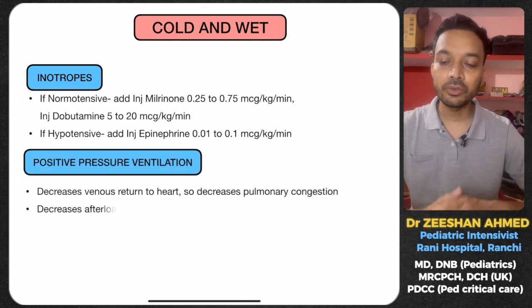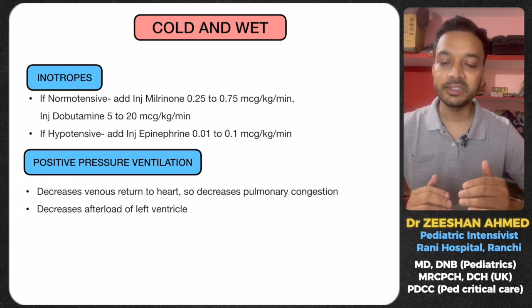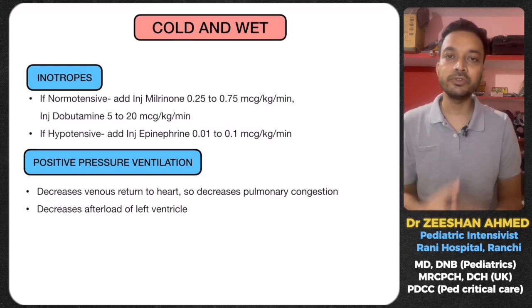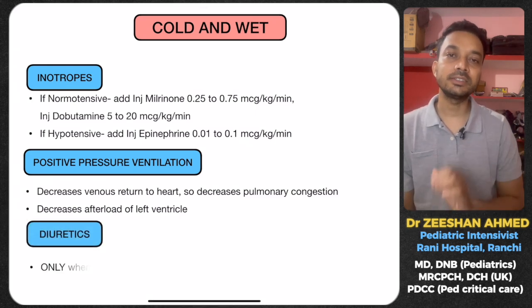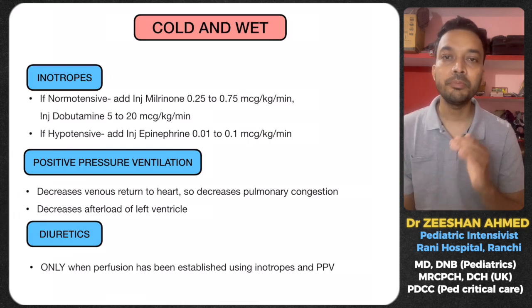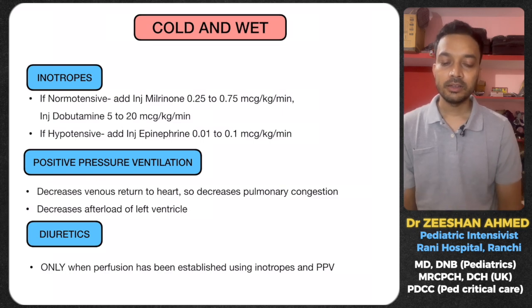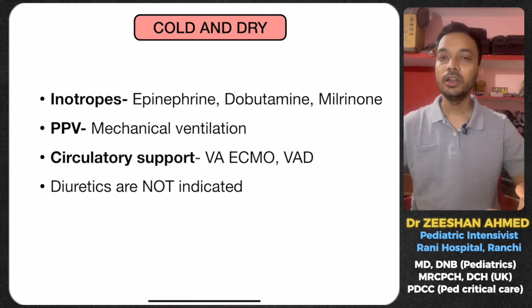Here again, we can also give positive pressure ventilation. What it does is it decreases the venous return to the heart, so it improves the pulmonary congestion. And after this, when we are feeling the pulse normally and the BP is normal, urine output is normal, so the low perfusion has been treated. Now what we'll do is add low dose diuretics to clear the congestion of the lungs. So we'll again resort to injection furosemide.